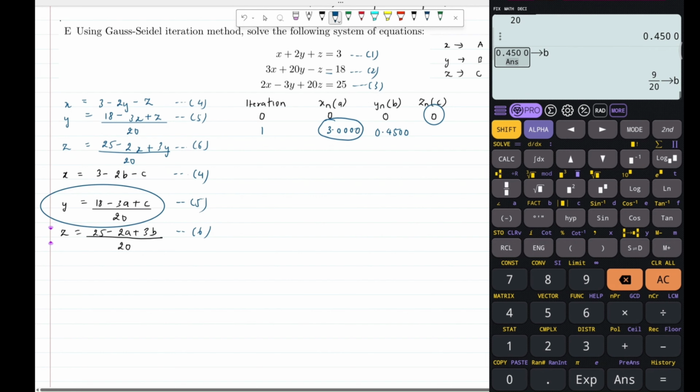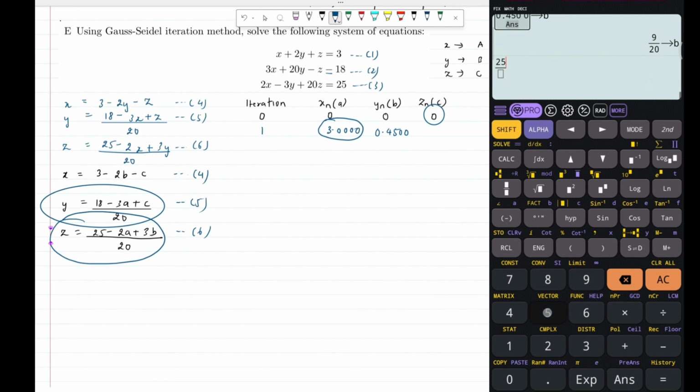And now for the value of z, we are going to type in this equation in the calculator. So we have a fraction. In the numerator we have 25 minus 2a plus 3b, and in the denominator we have 20, and this equals 1.0175. We got to store this now in C. Once you do this, all the subsequent steps are very quick.